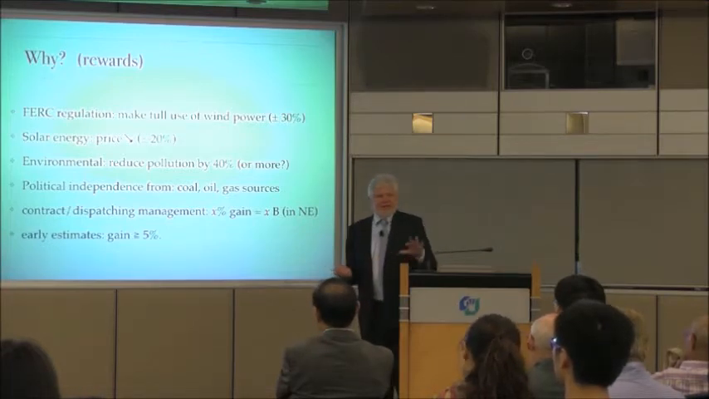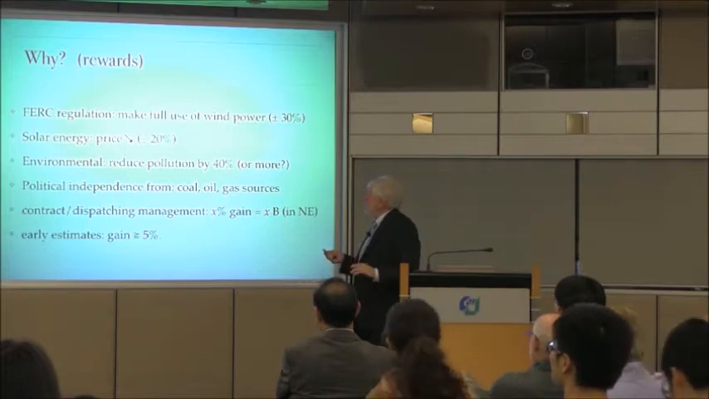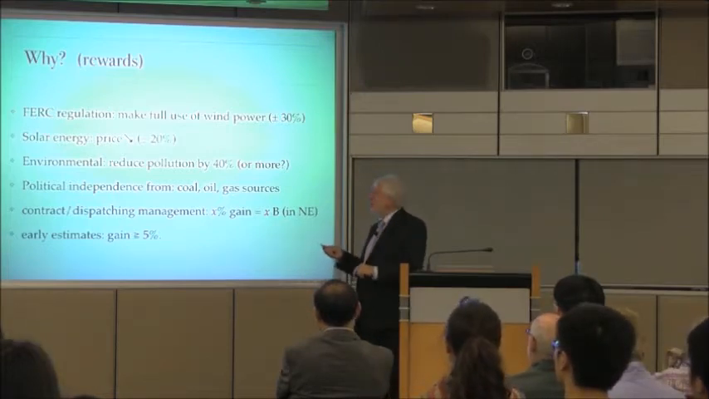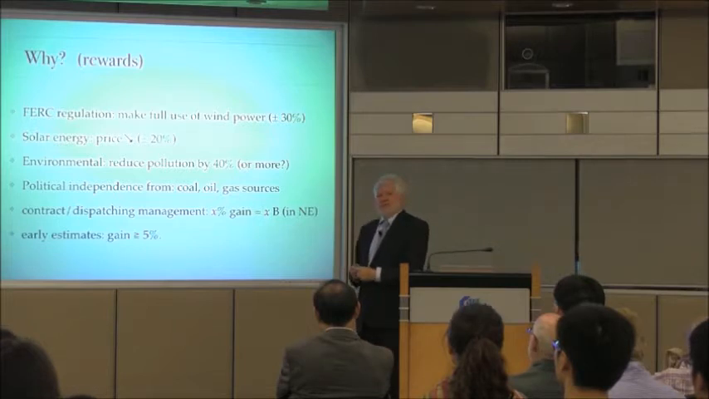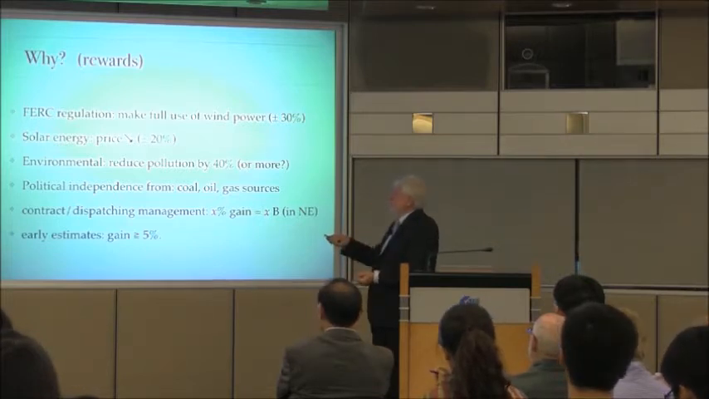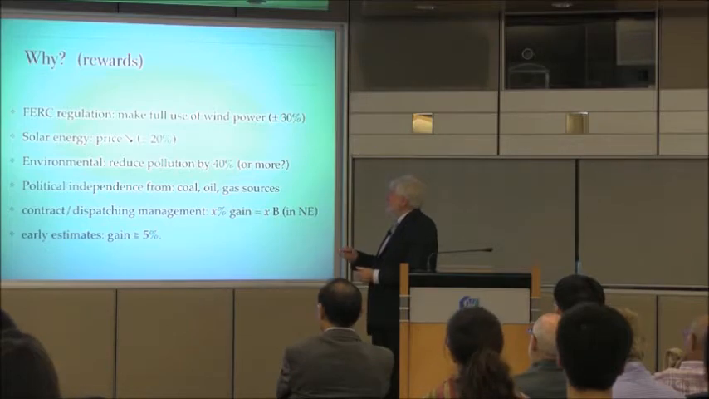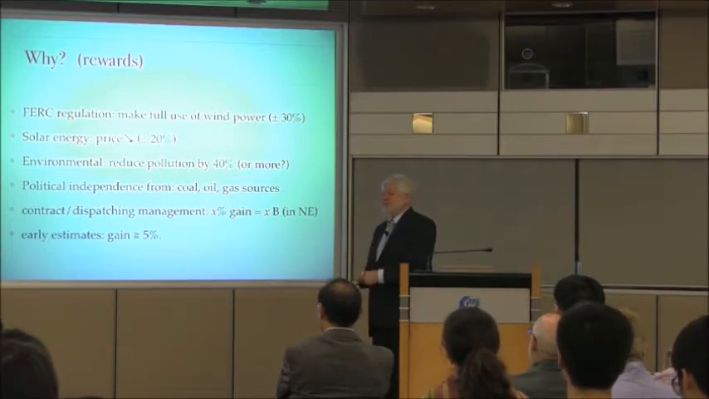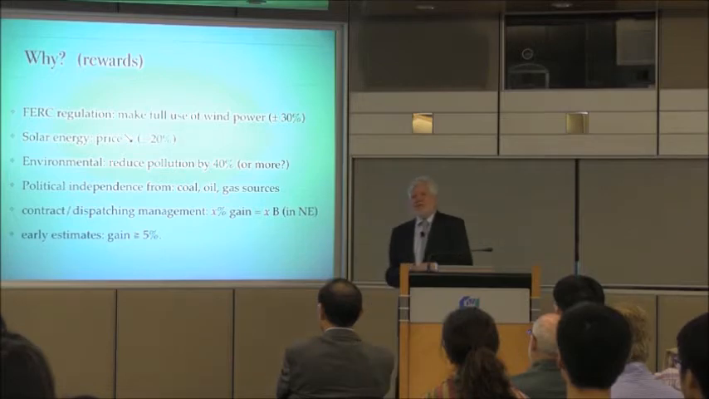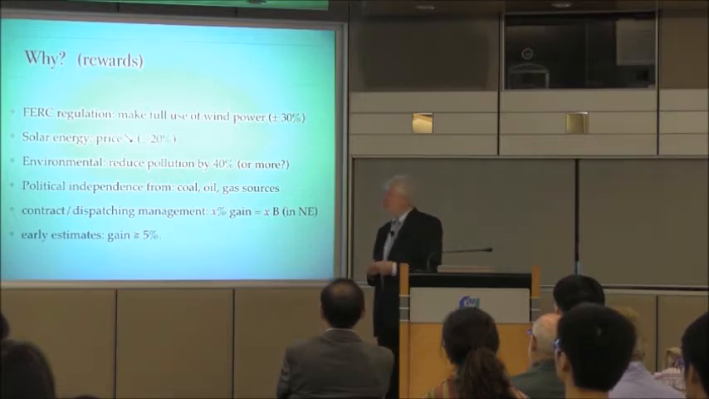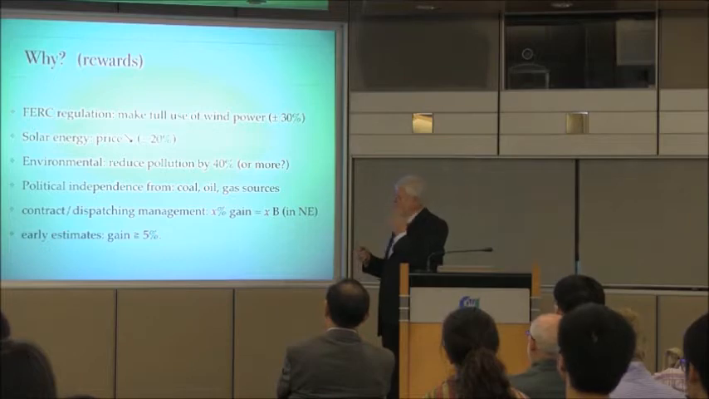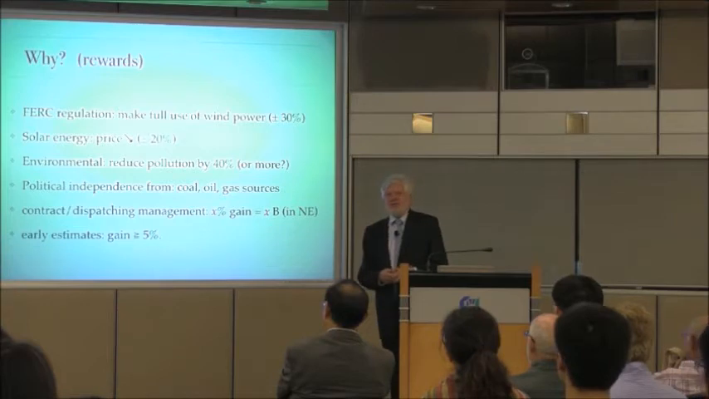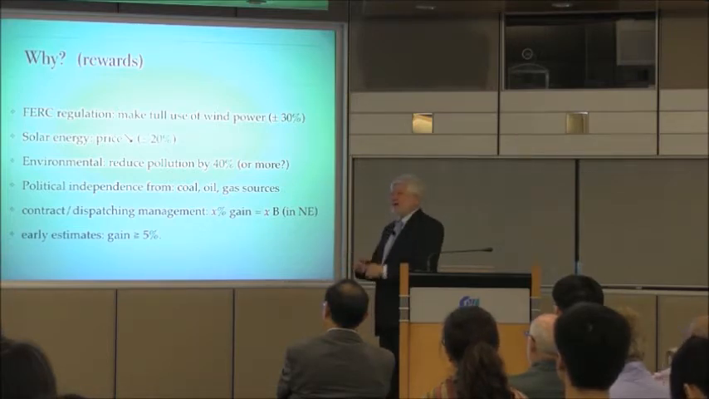Solar energy, as the prices are declining, they expect to get about 20% of the requirements for energy from solar. The implications for the environment are immediate, and somebody suggested that it would reduce pollution by as much as 40%, because of reducing the use of coal and certain other thermal fuels. In addition to that, there are some advantages to not politically having to rely on some producers that produce coal, oil, or gas.